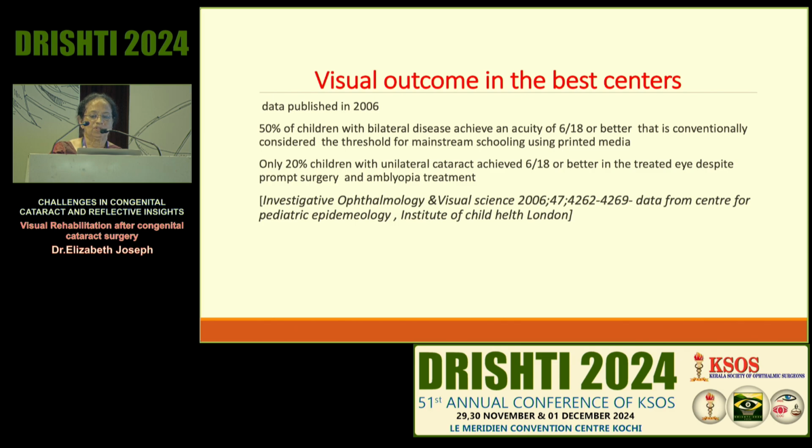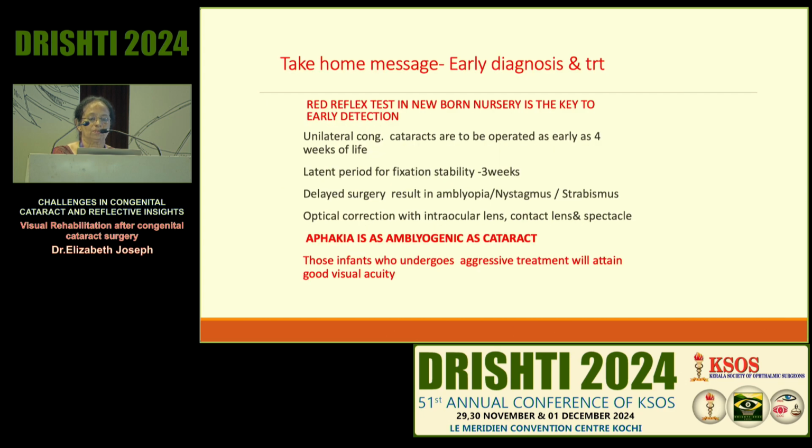And one word about the visual outcome, even in the best centers. 6/18 vision in an operated congenital cataract is supposed to be good. And I would like to say one thing, that there was a large study done in the blind schools of India, and in Indian blind schools, more than 50% of the children who are blind are due to either bad congenital cataract surgery or unoperated cataract. That is an eye opener for us ophthalmologists.